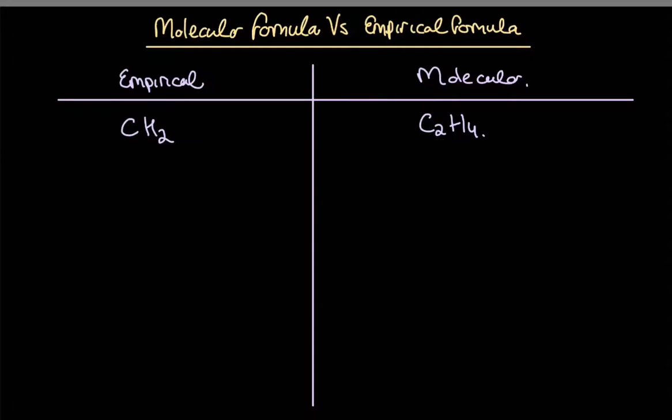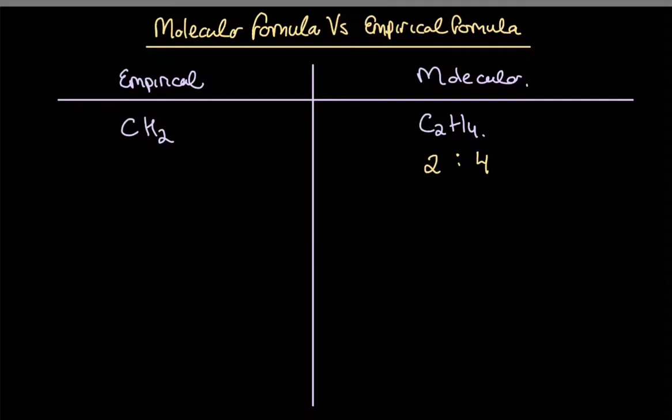But also, the difference between the empirical formula and the molecular formula is that the empirical formula is like the smallest ratio of the molecular formula. So you see how we've got 2 carbons and 4 hydrogens? That's a 2:4 ratio. So for each carbon, there's 2 hydrogens.